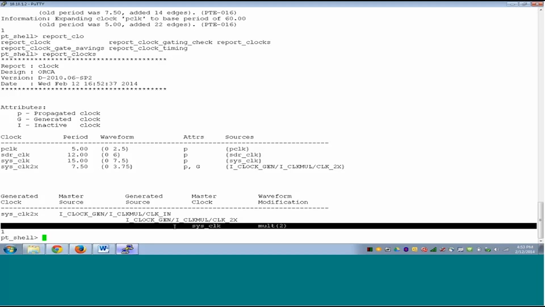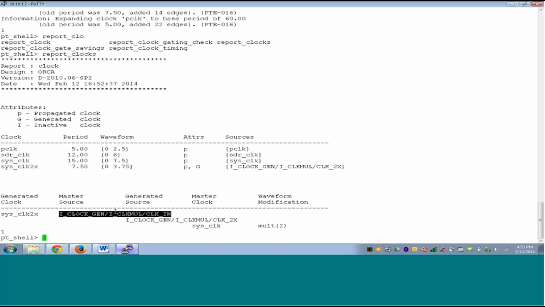2. Now let's say if this pin had multiple clocks reaching it, which is possible, then you should also give the master clock source as an extra argument to create generated clock. Ideally, you only need to give name, master source, generated source, that's it. But if the master source has multiple clocks, then PrimeTime will not know which clock to use as the master clock. So then you also need to specify. Otherwise it's okay to give only master source and generated source.